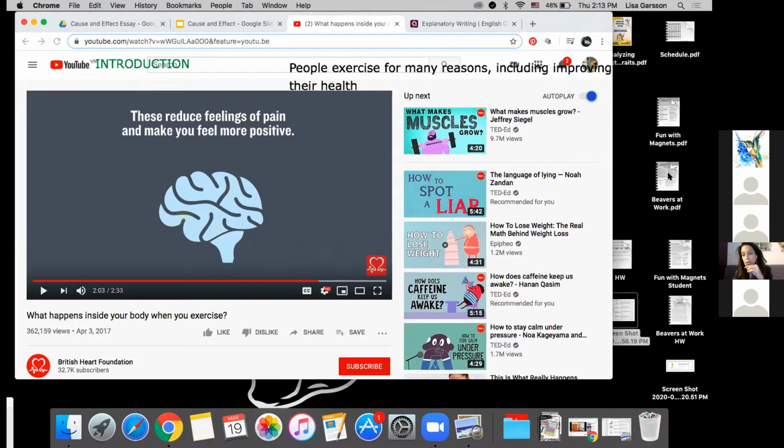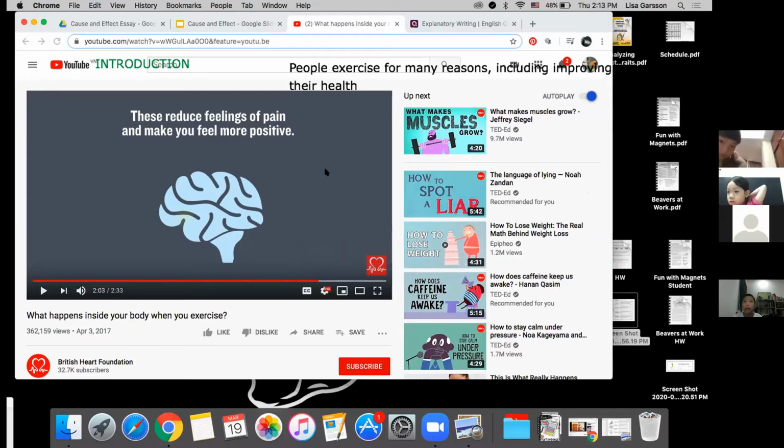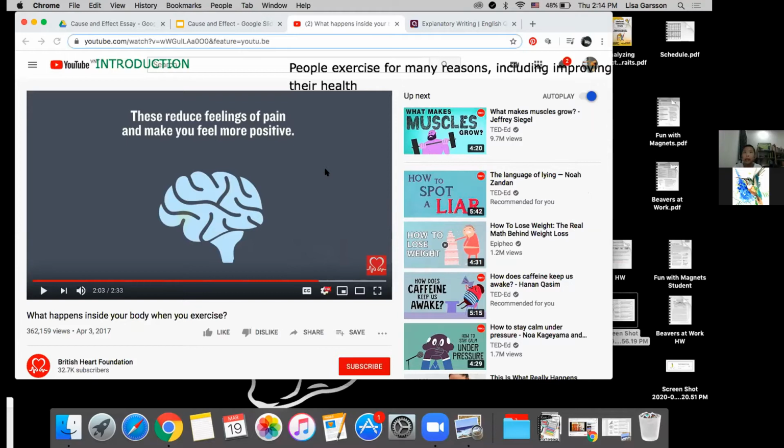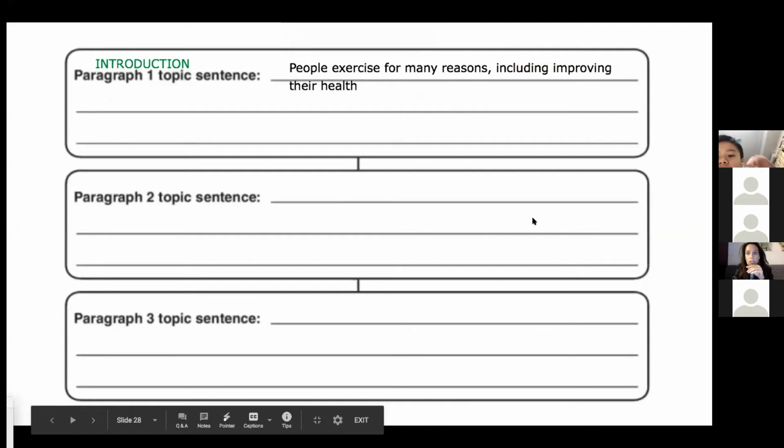And they can also do what, James? Make you feel more positive. Okay, and positive is what kind of feeling, James? Good feeling or bad feeling? Good feeling. A good feeling. Okay, so when you exercise, your brain starts putting out these endorphins, and that lowers your feelings of pain and makes you feel good.